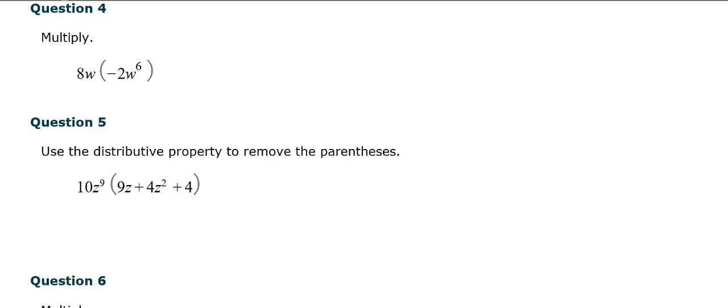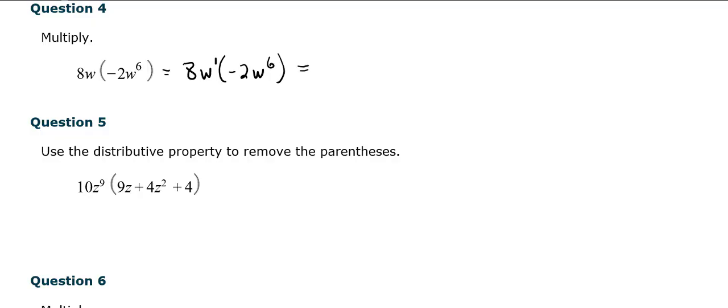Multiply 8w times negative 2w to the sixth. So I'm going to rewrite this again. A lot of times it'll make it easier for you if you express each variable as having an exponent. So 8w is the same thing as 8w to the first times negative 2w to the sixth.